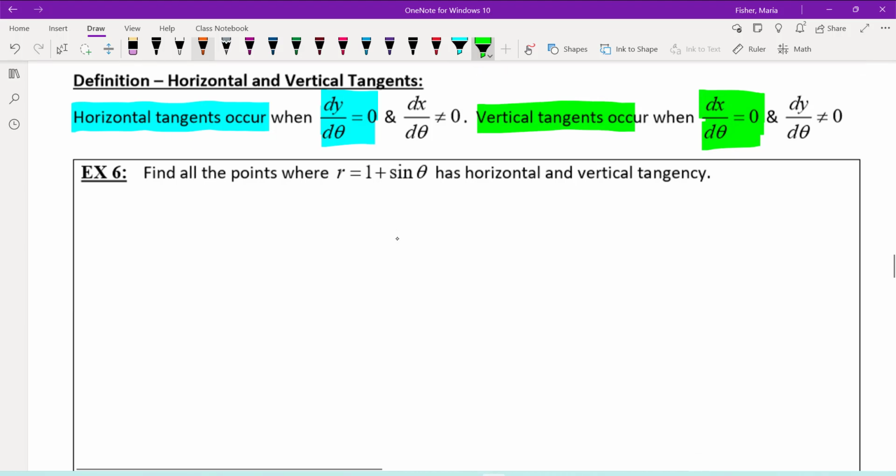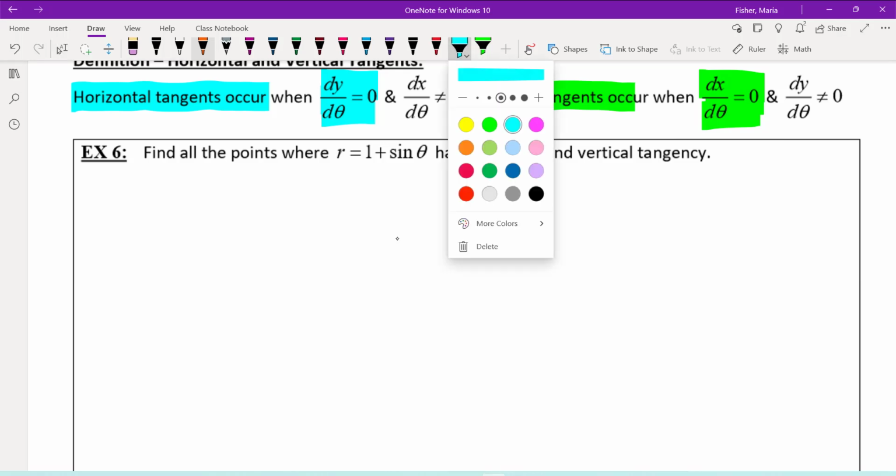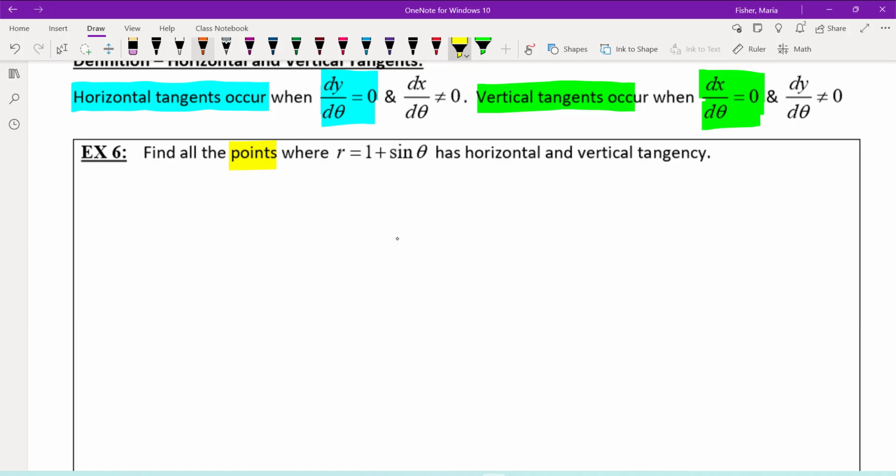So let's look at doing this for example 6. It says find all the points. Since it wants points, we know that we need r and theta.